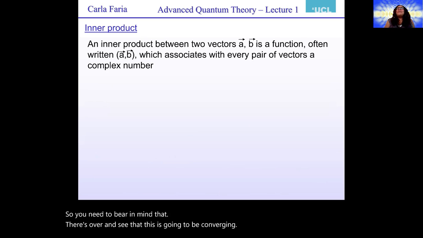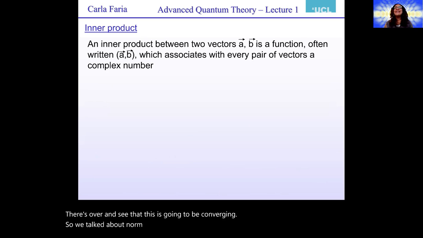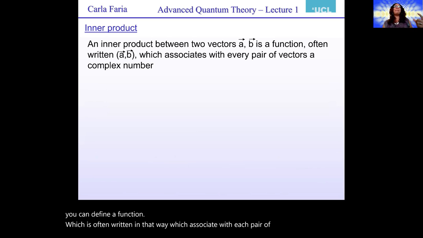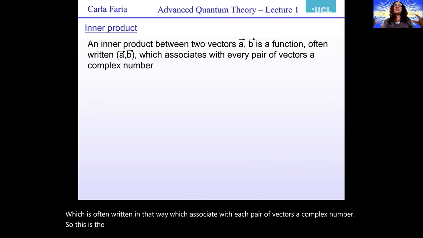So we talked about the norm. Let's talk about the inner product. If you have two vectors A and B, you can define a function which is often written in that way, which associates with each pair of vectors a complex number. So this is the inner product between two vectors A and B. It is parentheses, and you have A, then a comma, and then you have B.